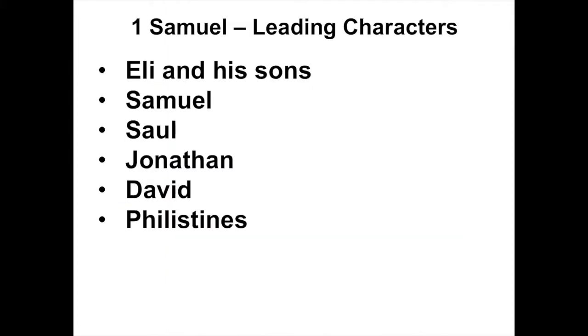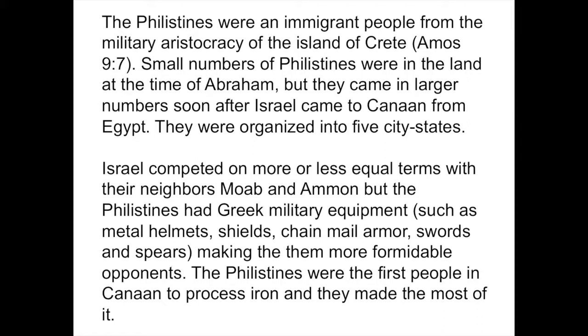Well, let me get together a couple of quotes for you that I think speak about the condition of the Philistines very well. First of all, you would say this: the Philistines were an immigrant people from the military aristocracy of the island of Crete. By the way, that's mentioned in Amos chapter 9, verse 7. Small numbers of Philistines were in the land at the time of Abraham, so hundreds of years before the time of 1 Samuel. But they came in larger numbers soon after Israel came to Canaan from Egypt. They were organized into 5 city-states.